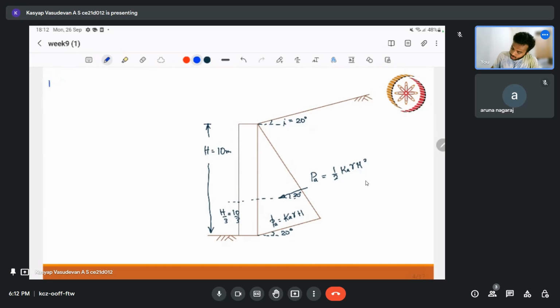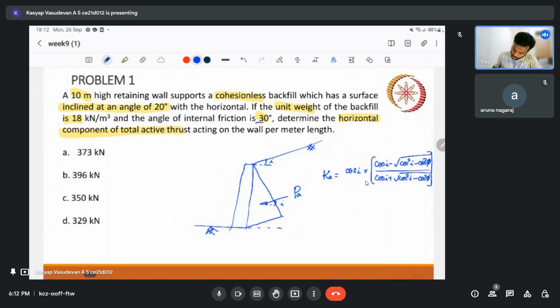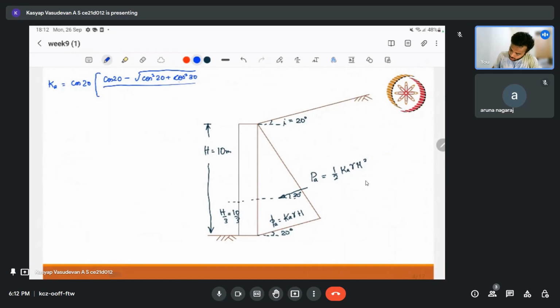Let us find Ka. Ka is equal to cos 20 into cos 20 minus root of cos square 20 minus cos square 30, because our phi value is 30, divided by cos 20 plus root of cos square 20 minus cos square 30. Okay, so this turns out to be 0.414. So the coefficient of lateral earth pressure, active lateral earth pressure, is 0.414.